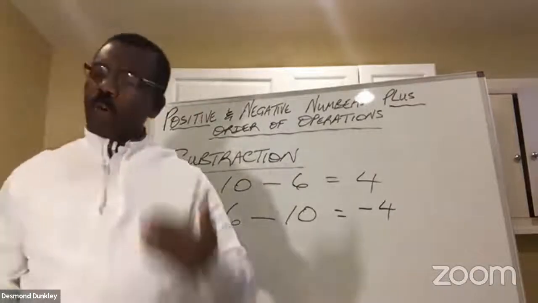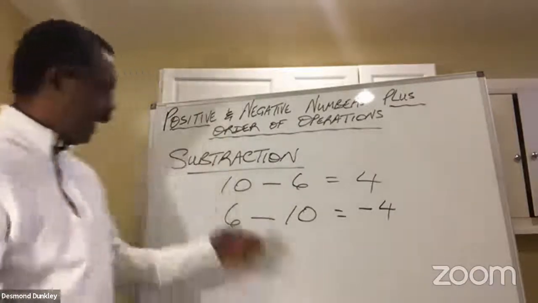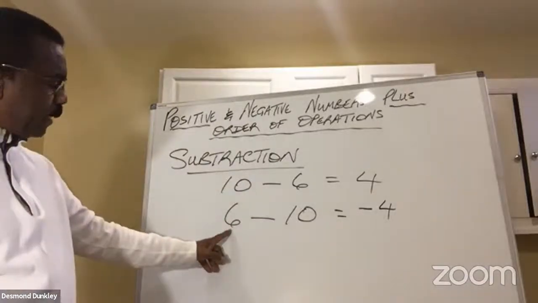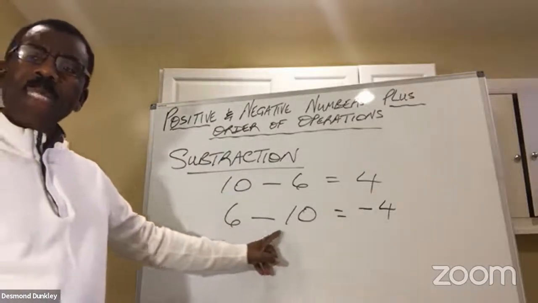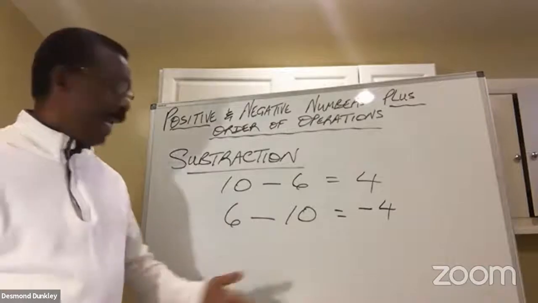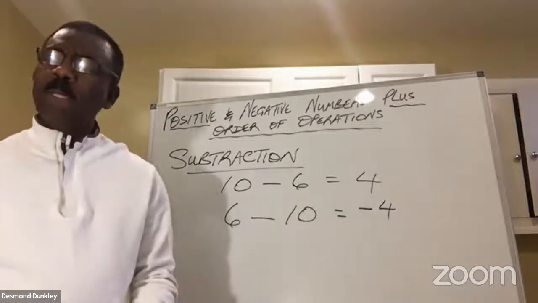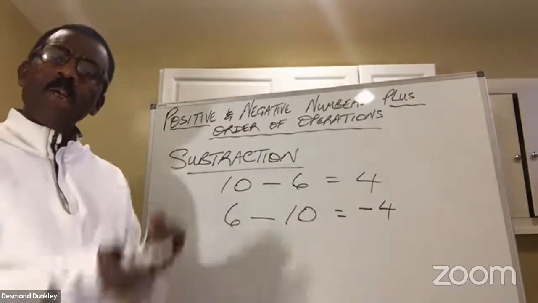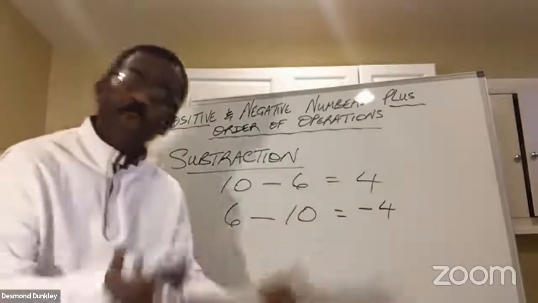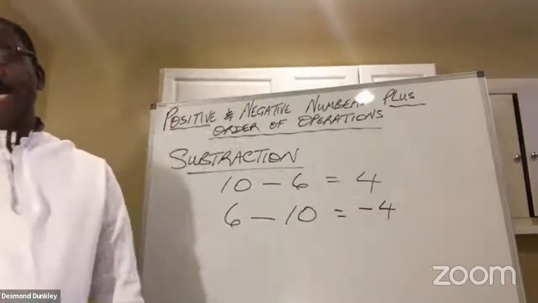It means that you are short, you owe. And again, it makes sense. You have 6, but you want to take away 10. So it has to be a negative. It can't be a positive outcome. It has to be a negative outcome. You're taking away more than what you have. So that's why you end up with a negative.